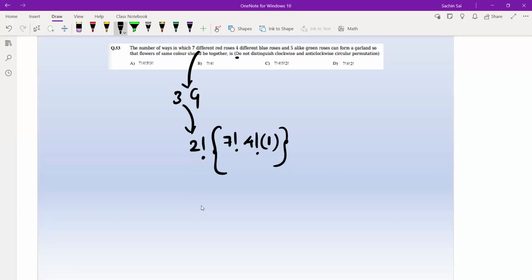And now the important thing here is clockwise and anti-clockwise circular permutations need not be counted as separate, right? When they say do not distinguish clockwise and anti-clockwise circular permutations, it means both of them are the same, right? If you say do not distinguish, it means that don't treat them as different things, treat them as the same thing, which means the number of circular permutations is effectively halved. So this becomes 7 factorial times 4 factorial.